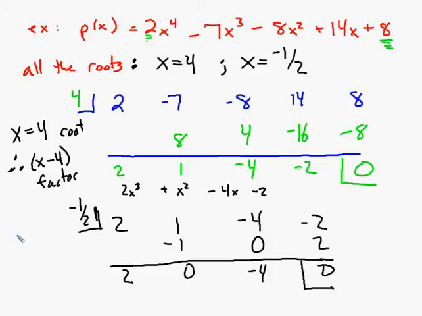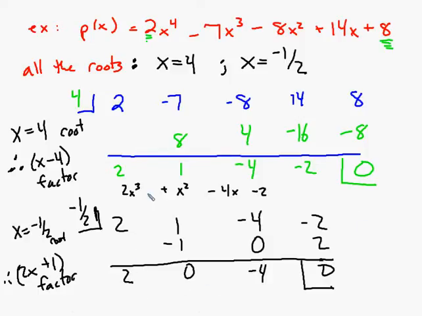Which means if x equals negative a half is a root, now here's how we figure out what the factor is. I clear the fraction, that's going to be 2x equals negative 1, add the 1. Therefore, 2x plus 1 is the factor. Alright, now I'm down to this.